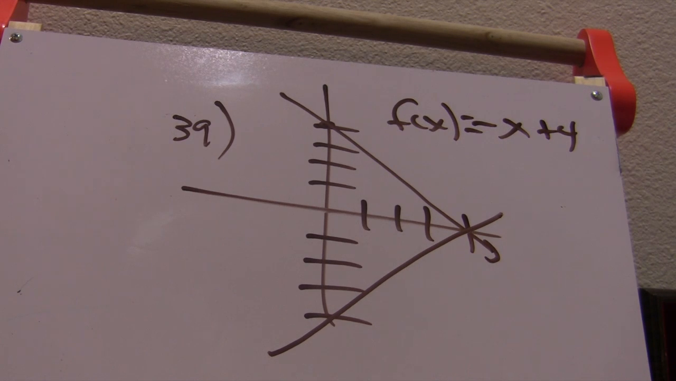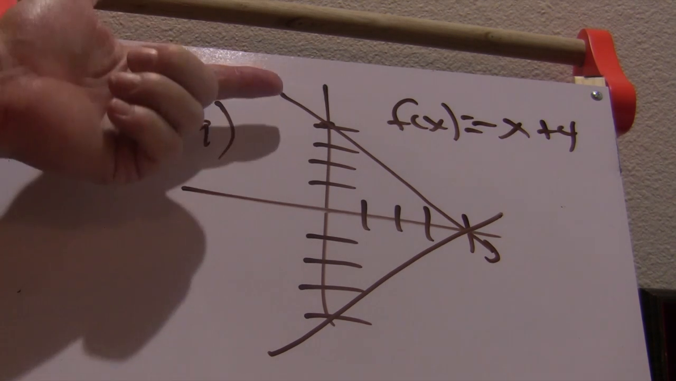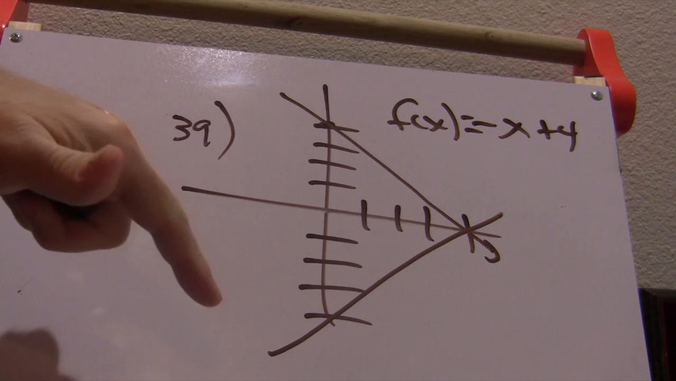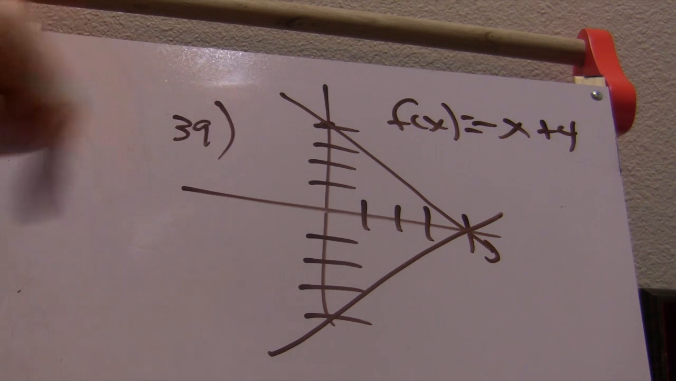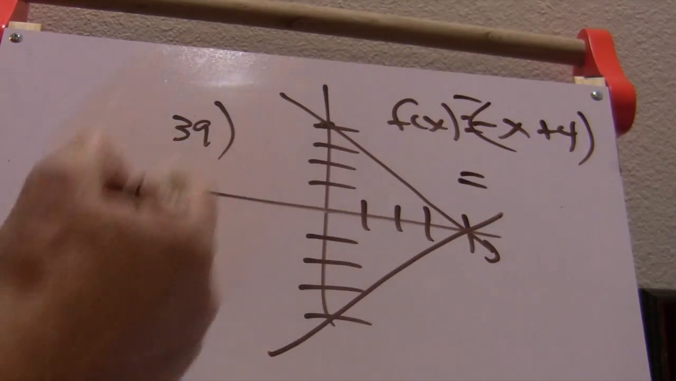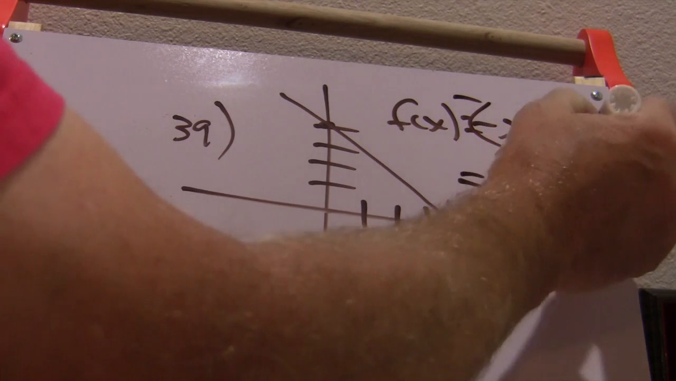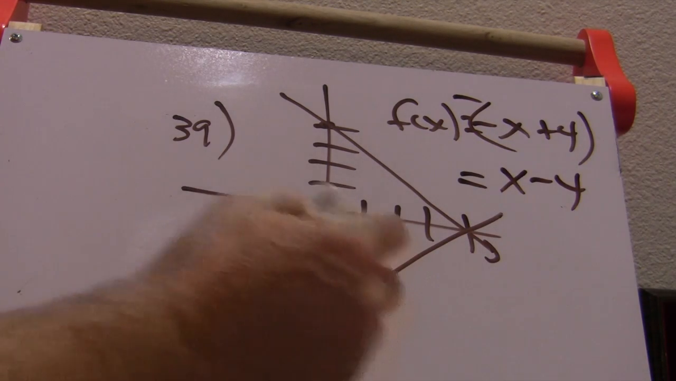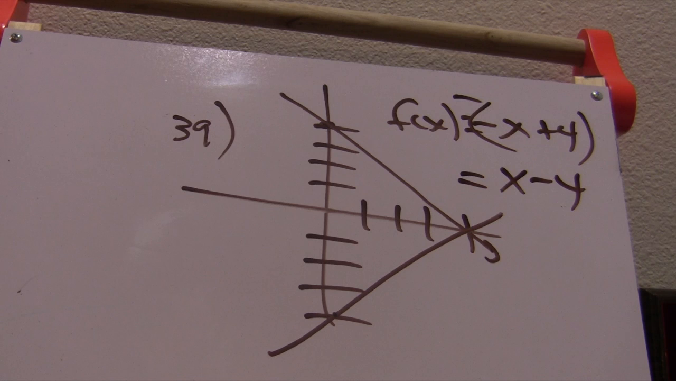So we flipped it over the x-axis. So we multiply the whole thing. It's vertical. We multiply the whole thing by negative, so we get absolute value of x minus 4, because our y-intercept is negative 4. So that would be a reflection in the x-axis.